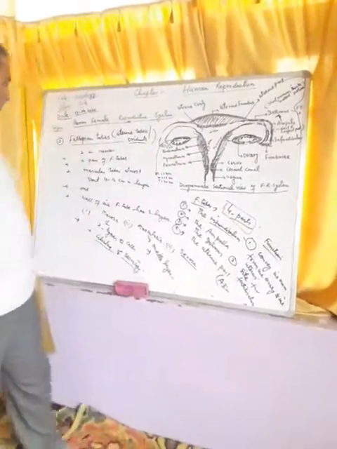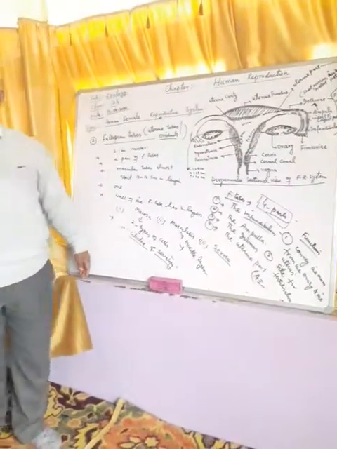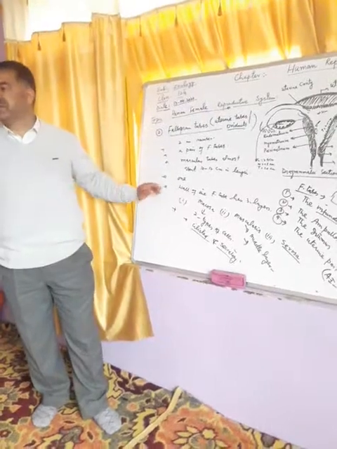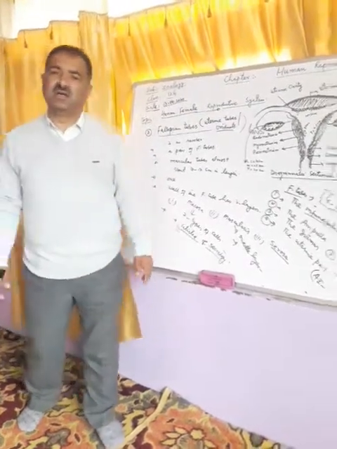Now we have the next part of the human female reproductive system, that is the uterus.